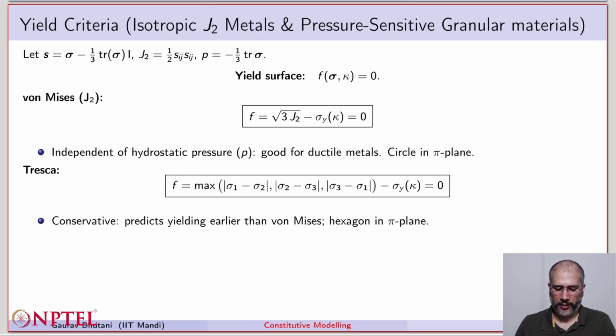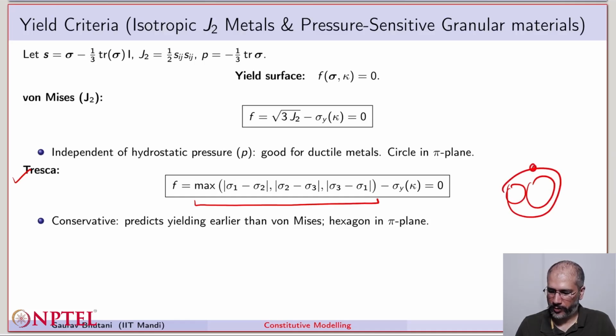The other common yielding criteria, or the pressure independent model that we use, is called the Tresca model. And if you recall, for these three Mohr circles, it was this top point that is the maximum shear stress in the material. So this is basically saying that it's the maximum shear stress that is used for checking for yielding in the body.